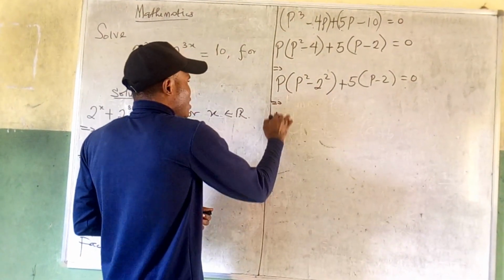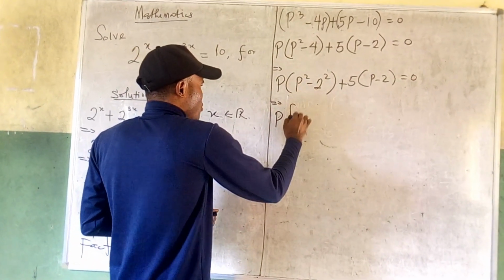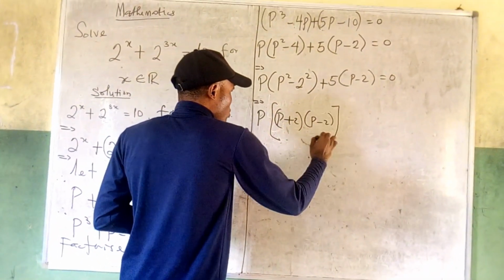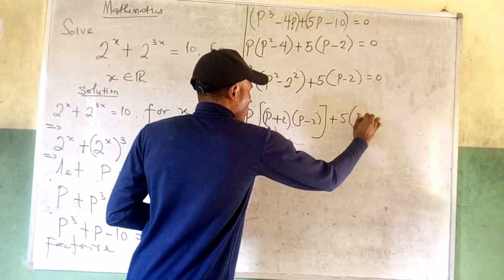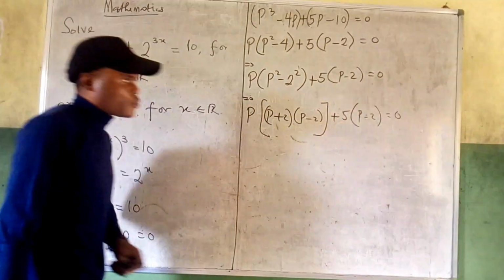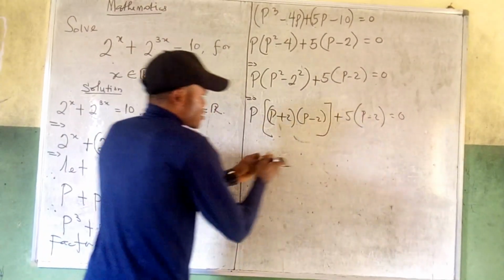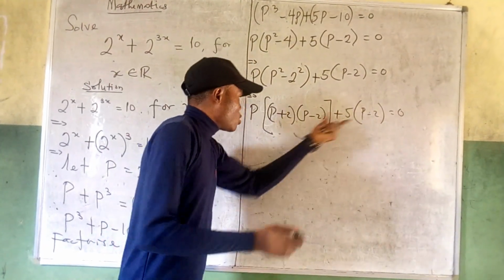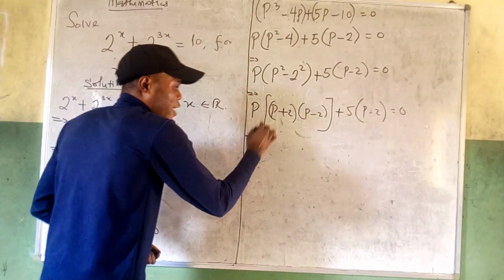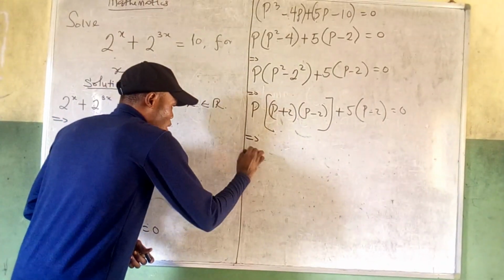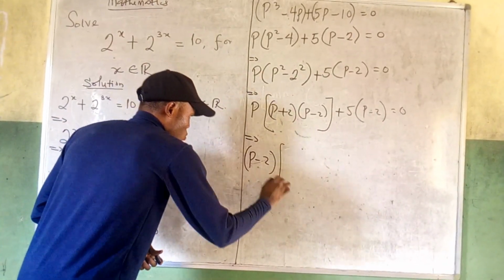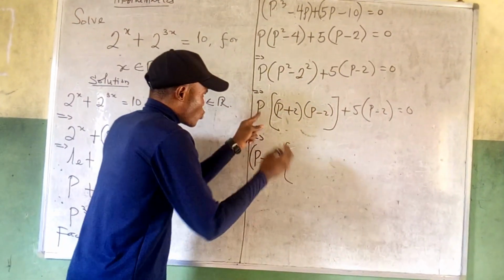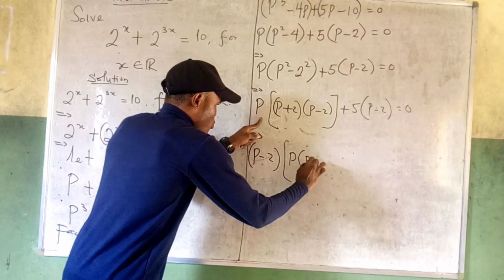So it means that I can have this as p plus 2, p minus 2, plus 5, p plus 2 equals 0. Now, when you look at this left hand side, you will discover that p plus 2 is common here. So we can factorize out p plus 2. When we do that, we'll have p plus 2, and when you factorize out p plus 2 from here, you'll be left with p minus 2 and then 5.